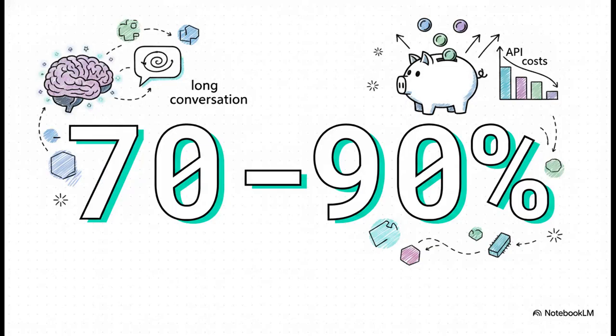Now, you might be wondering, so what? Well, by leveraging these offloading techniques, long conversations see an absolutely massive 70 to 90% reduction in token consumption. 70 to 90%. That doesn't just save the AI's brain, it drastically optimizes your API costs.